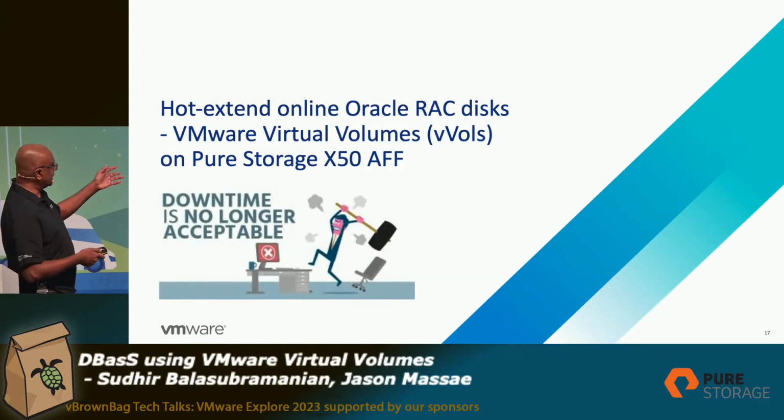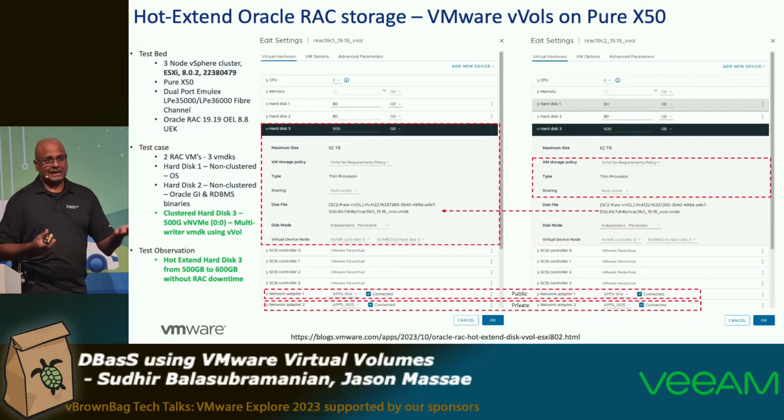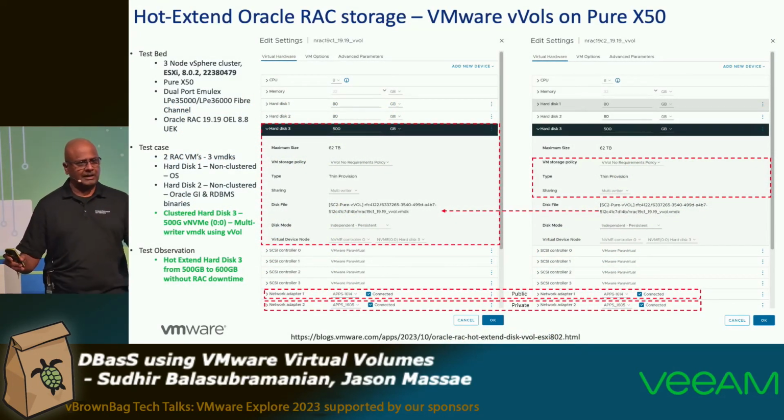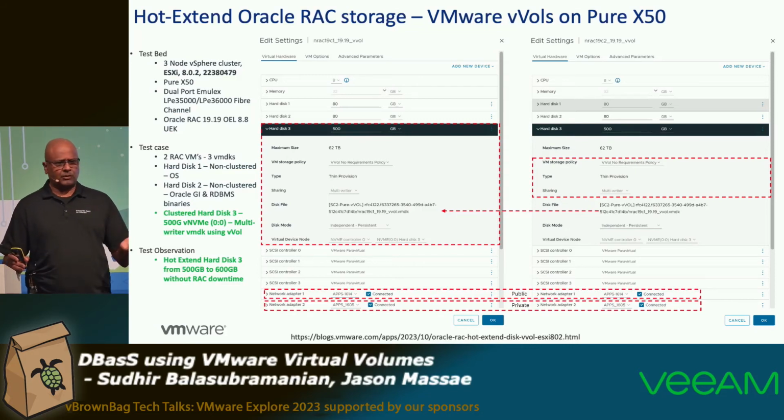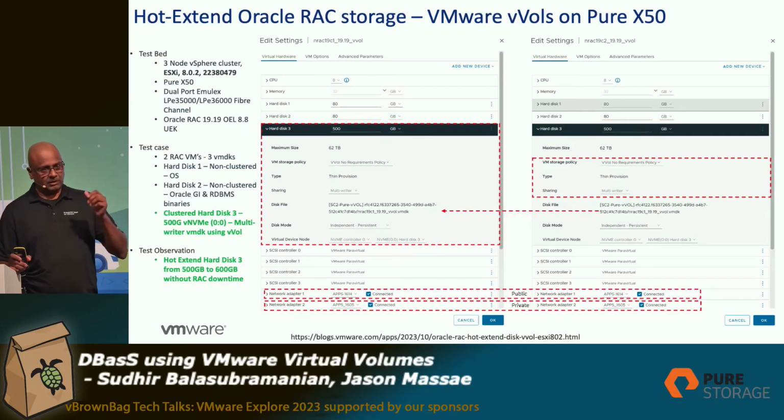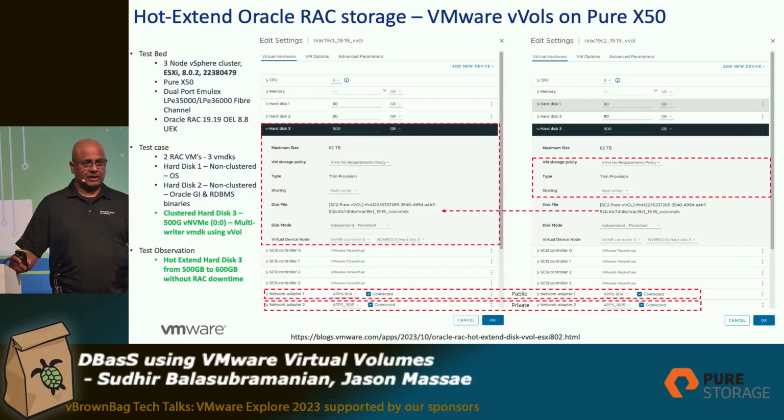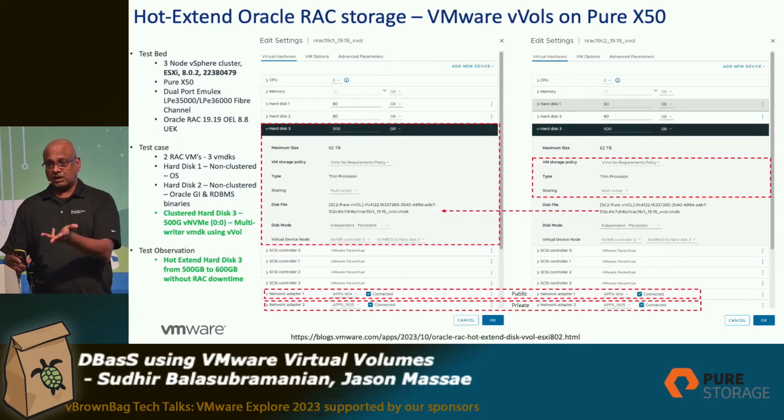Coming to the real thing here, right? Hot extending online Oracle RAC disk. And I've already spoken about the fact that if you have an Oracle RAC cluster, 2 node, 3 node, 4 node, whatever, right? And if you use VMDKs, you use the multi-writer flag, there are certain restrictions currently as of now. You can't do snapshots, you cannot do clones, you cannot hot extend it, right? Yes, you can do vMotion, but you can't do storage vMotion.